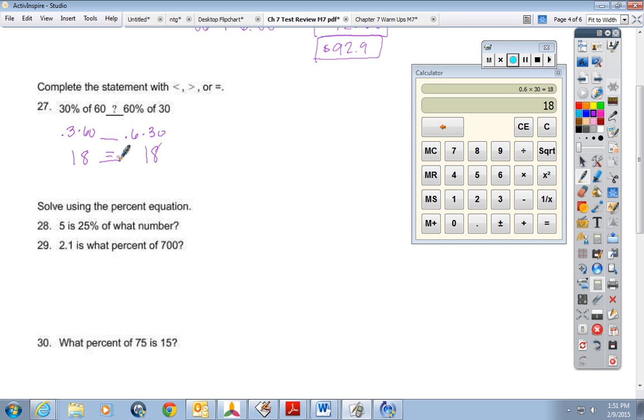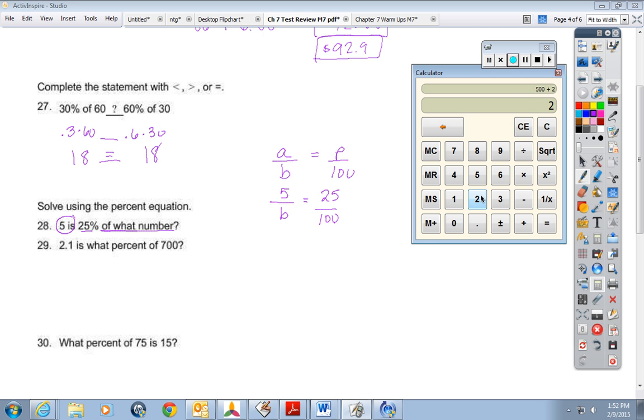Now, what information do we have in 28? We know what number goes with is, and we know the percent. We're trying to find the of. So I'm going to replace 5 because it's is over of. I don't know what this is. I know the percent is 25 over 100. I'm going to cross multiply. 5 times 100 is 500. And then I'm going to divide by 25. And I get 20.